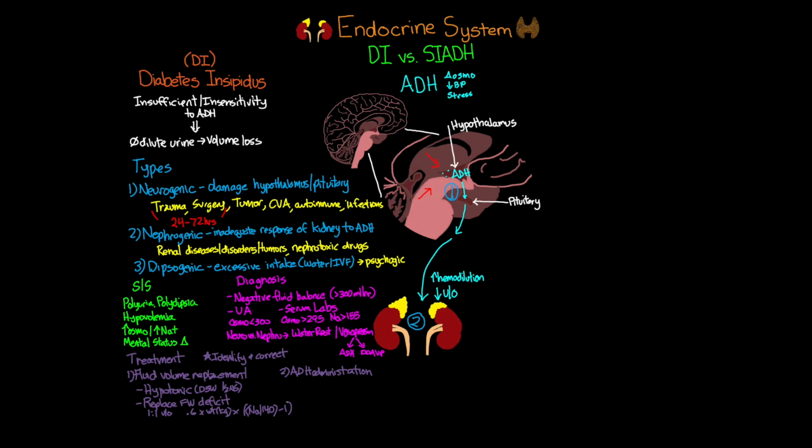Now for the second form of treatment, this is where we're going to talk about our ADH administration. And this is basically giving them that exogenous ADH. And so here we really have two choices. We can give them the vasopressin, which is also known as pitressin, or we can give them desmopressin, also known as DDAVP. And so really vasopressin is not our preferred treatment.